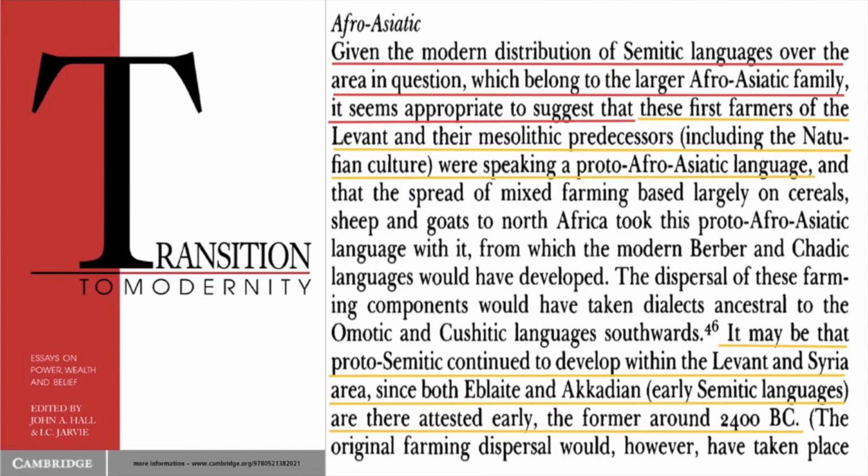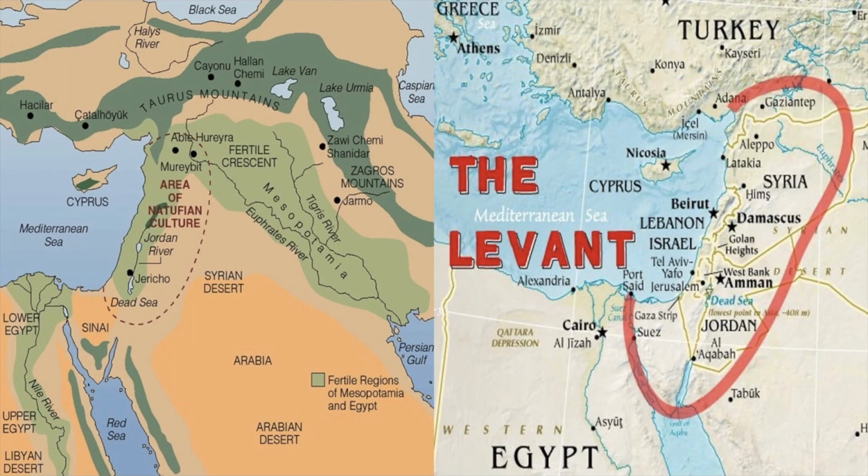Now here's another good book dealing with the origins of Afro-Asiatic from a Levantine source. And it says, given the modern distribution of Semitic languages over the area in question, which belong to the larger Afro-Asiatic family, it seems appropriate to suggest that these first farmers of the Levant and their Mesolithic predecessors, including the Natufian culture, were speaking a Proto-Afro-Asiatic language. It may be that Proto-Semitic continued to develop within the Levant and Syria area, since both Eblaite and Akkadian early Semitic languages are attested there early, the former around 2400 BC. And so here again is the area of the Natufian culture in what is known as the Levant.